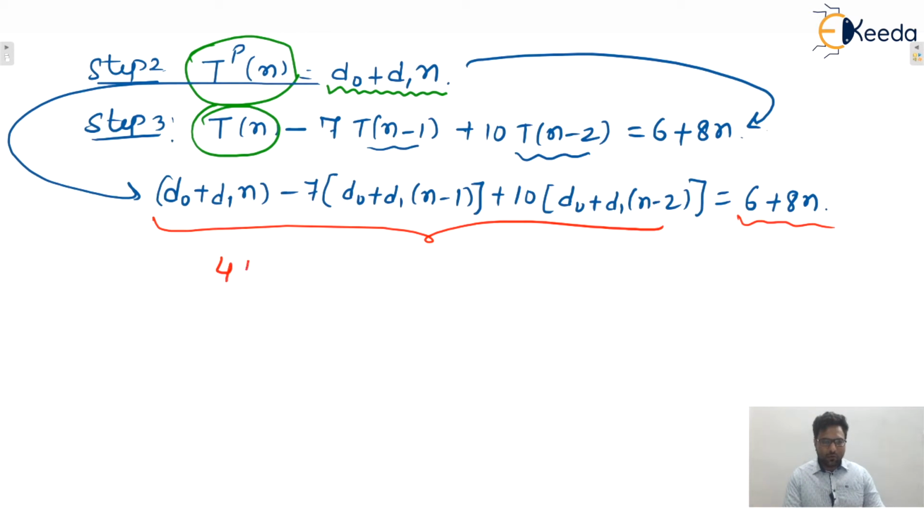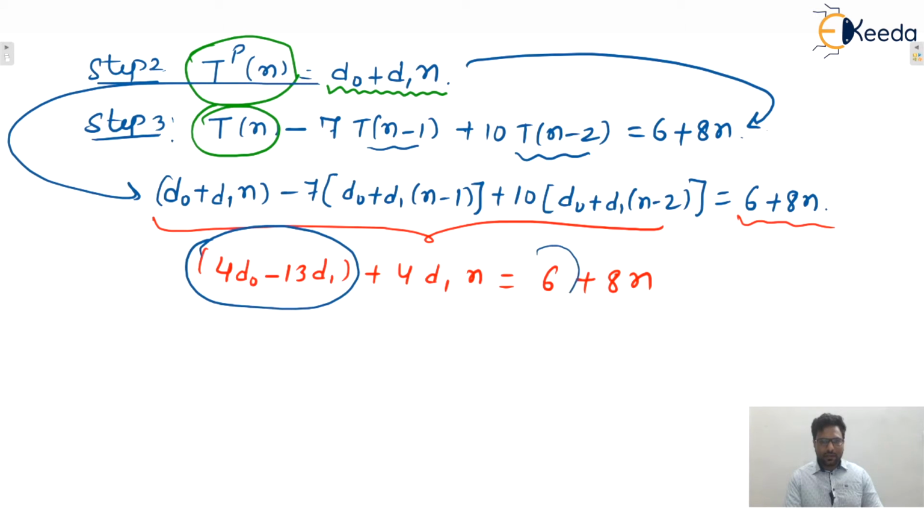We can say that 4d naught minus 13d1 plus 4d1n equals 6 plus 8n. So d naught, d1, I already told you guys, all these are constants only. So we can say that this constant can be compared with 6 and 4d1 can be compared with 8. Just equate, yes or no?